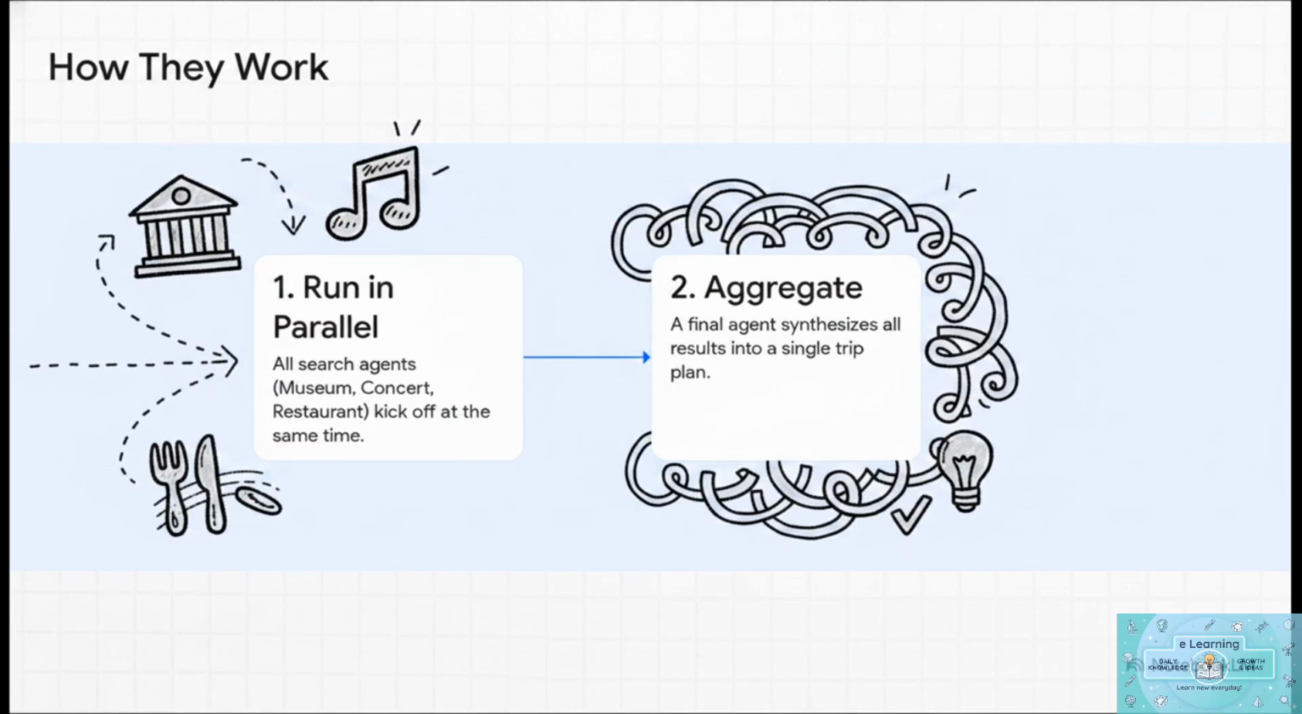Step 1, you unleash all your specialist agents at once. They all go off and do their thing in parallel. But then, and this part is absolutely crucial, you need a final aggregator agent. Its only job is to take all those separate results and cleverly weave them together into one single coherent plan.